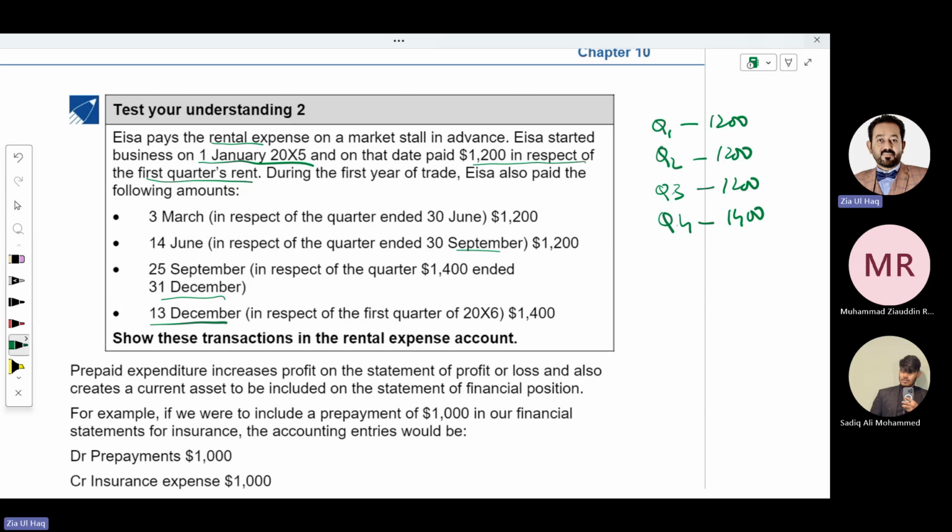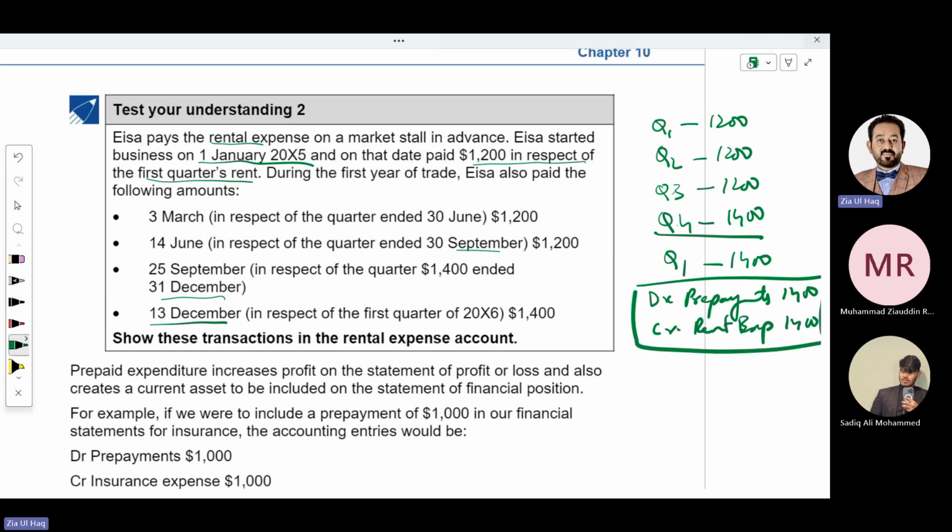And on 13th December, mean current year, what's the current year? 31st December. On 13th December, in respect of the first quarter of 20x6, he paid 1,400. Mean for next year quarter one, he has paid 1,400 in December, mean paid in advance. So what could be the accounting entry? Debit prepayments, how much? 1,400. And credit rent expense, 1,400. So this should be our accounting entry. Can you understand this?